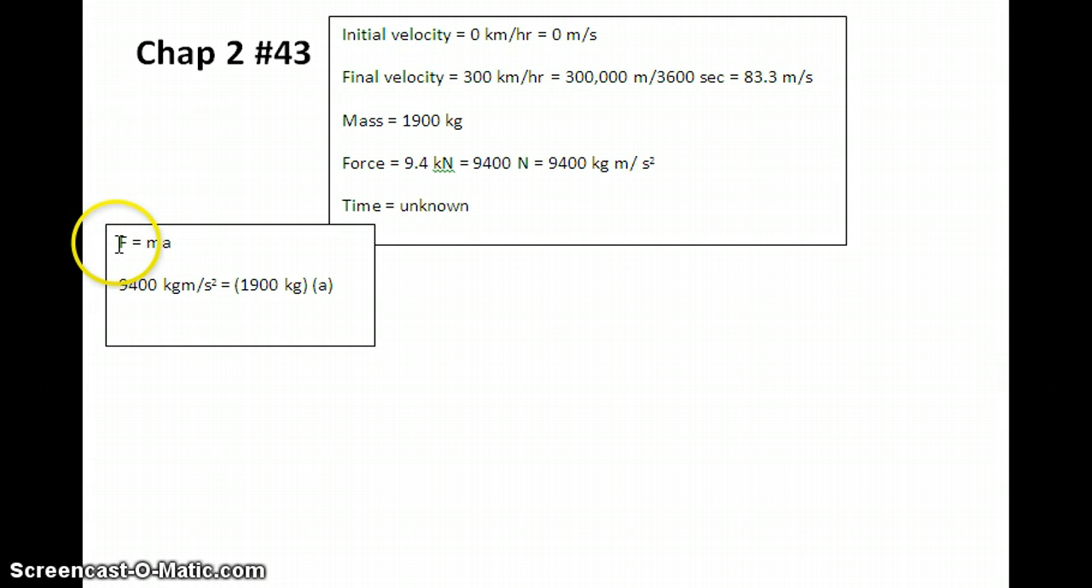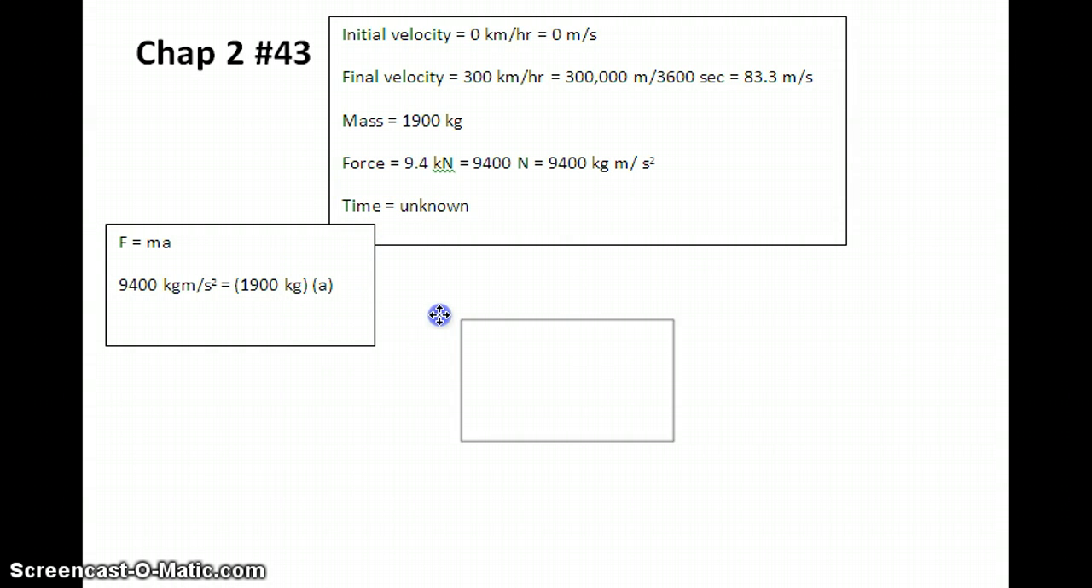F equals ma. We're given the F, the force, that's 9,400 kilogram meters per second squared, so I plug that in here. The mass we're given also, that's 1,900 kilograms. I put that right here. The acceleration, I don't know. I put A here just as a placeholder for acceleration. But I've got most of the components to solve this, but I am missing one of the parts of acceleration, and that's the time.